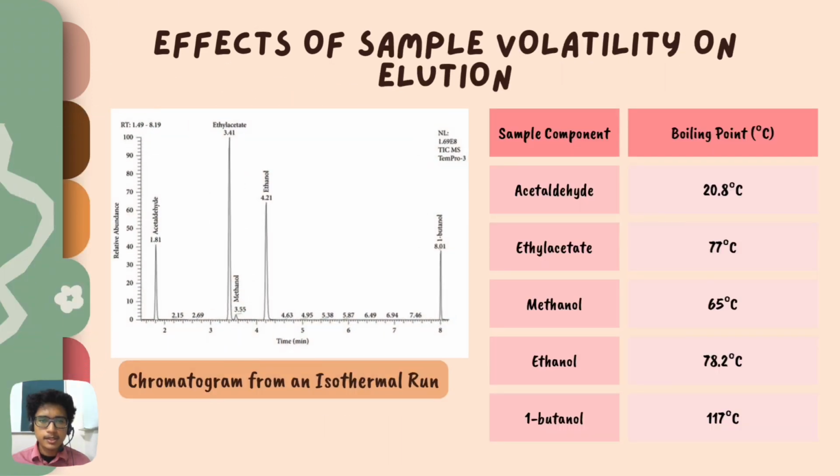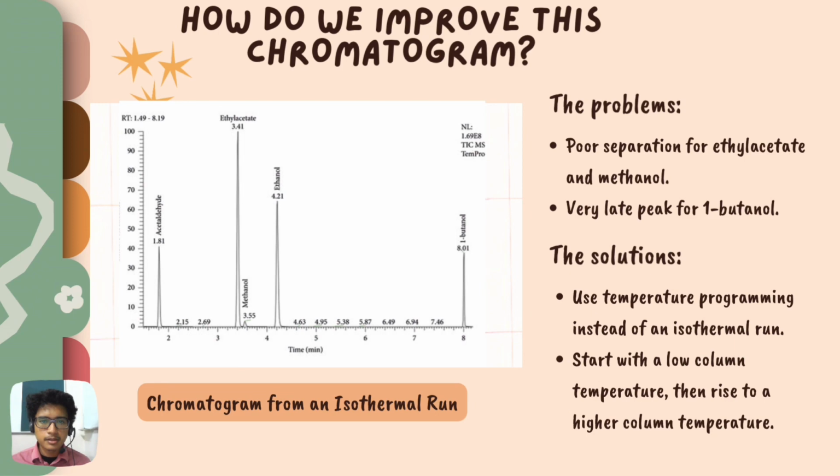Besides that, the volatility of the sample components themselves also has an effect on elution. Different components of the sample have different boiling points, so they elute at different rates depending on the column temperature. A higher boiling point means a higher temperature is needed to make it elute faster, and the opposite is also true. Using our previous chromatogram, we can see that acetaldehyde eluted first while 1-butanol eluted last. By looking at the boiling point table, we can see that this theory roughly checks out. The sample component with the lowest boiling point eluted first, while the sample component with the highest boiling point eluted last.